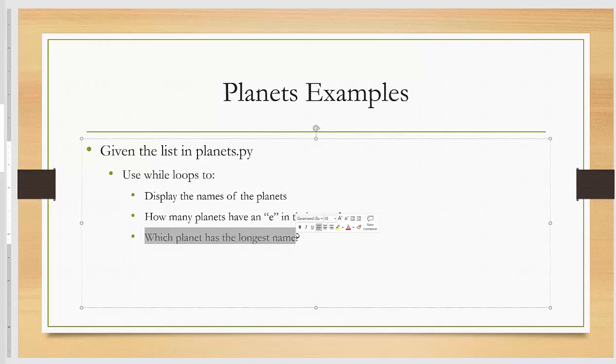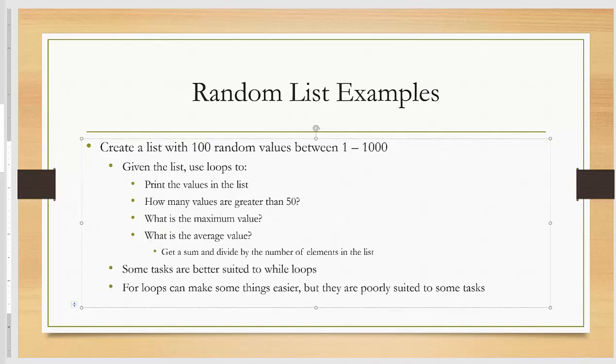Which planet has the longest name? All right, so this one's more difficult. This is just a max problem. And I want to compare this to this at this point. So print, right? Same thing. It's just strings instead of a list. We're using a while loop instead of a for loop. You know, how many have an e in them?